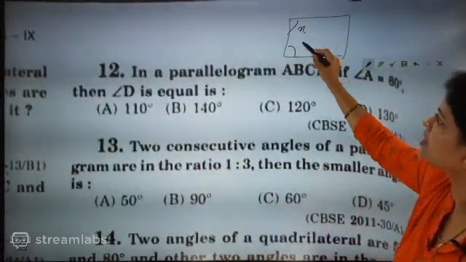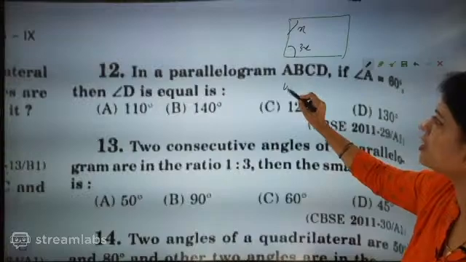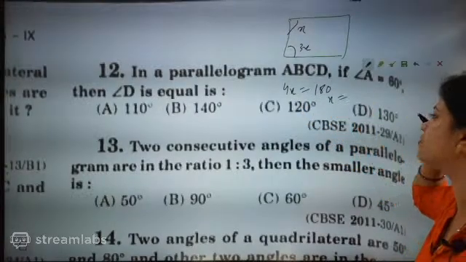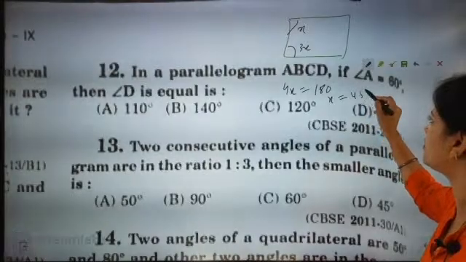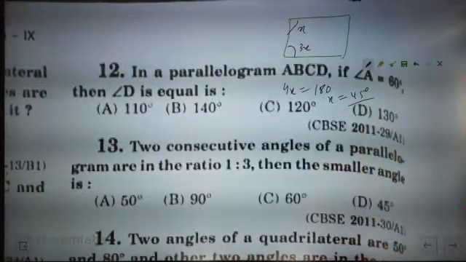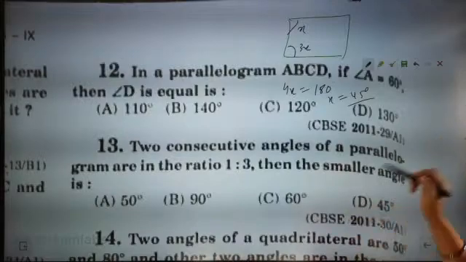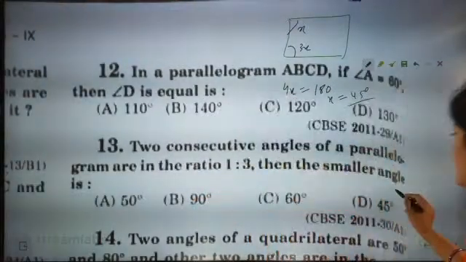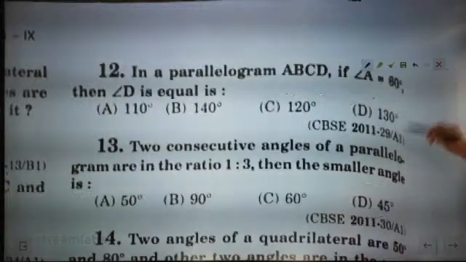So it is coming as x and 3x. So the sum of that will become 4x equal to 180 degrees. So x will be equal to 45 degrees. So now the smaller angle is going to be 45. Answer is coming as D. Absolutely correct. The smaller angle is 45 degrees.